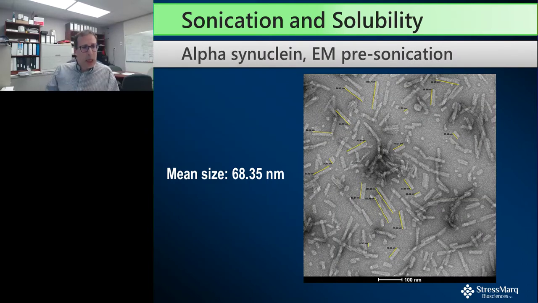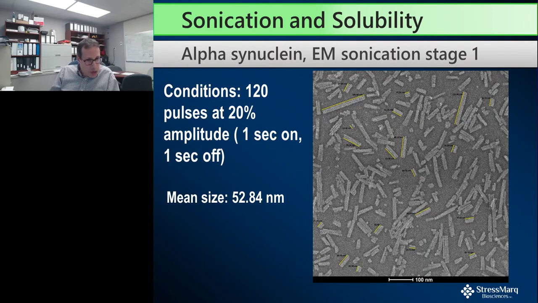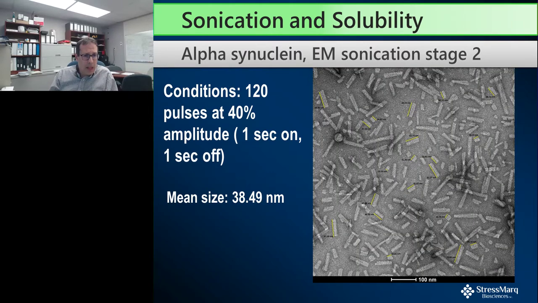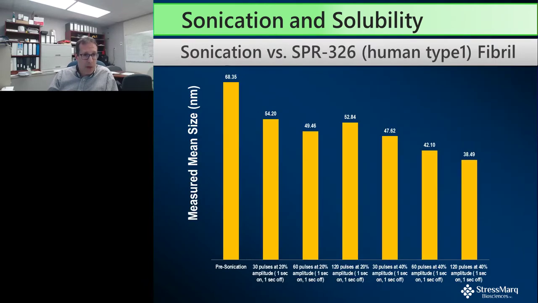Well, we thought we'd have a go, and so we took some of our fibrils, alpha-synuclein fibrils, and this is what they looked like pre-sonication. And the mean size here is just under 70 nanometers, and I'm not going to show you every single step that we did, but just a few of them. But as we increased sonication, we began to see, just as we would expect, the fibrils slowly getting smaller. So this is down to 52 nanometers, and then finally, as we increase time and pulse amplitude, down to just under 40 nanometers.